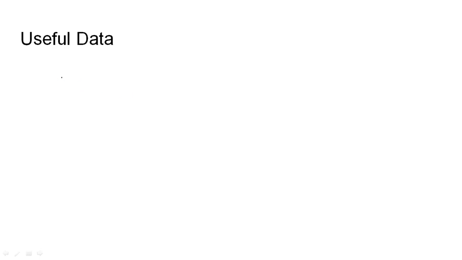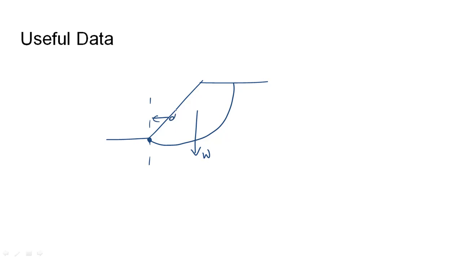So if we are given a finite slope which looks like this, in circular analysis what we do is we consider a circular segment of the slope whose weight is W. The distance of this weight from the lowermost end is taken as D, and let us assume the center of this circle is somewhere here, which is R.